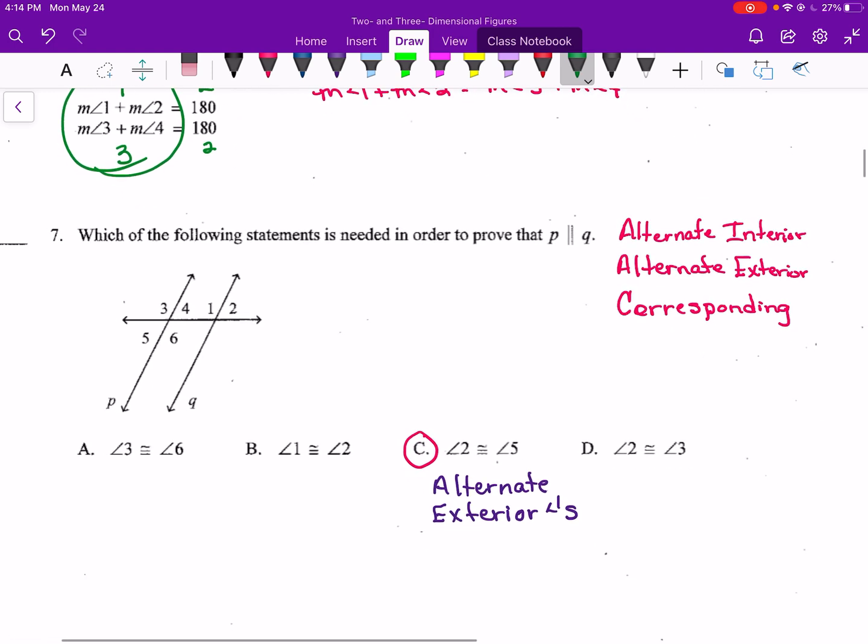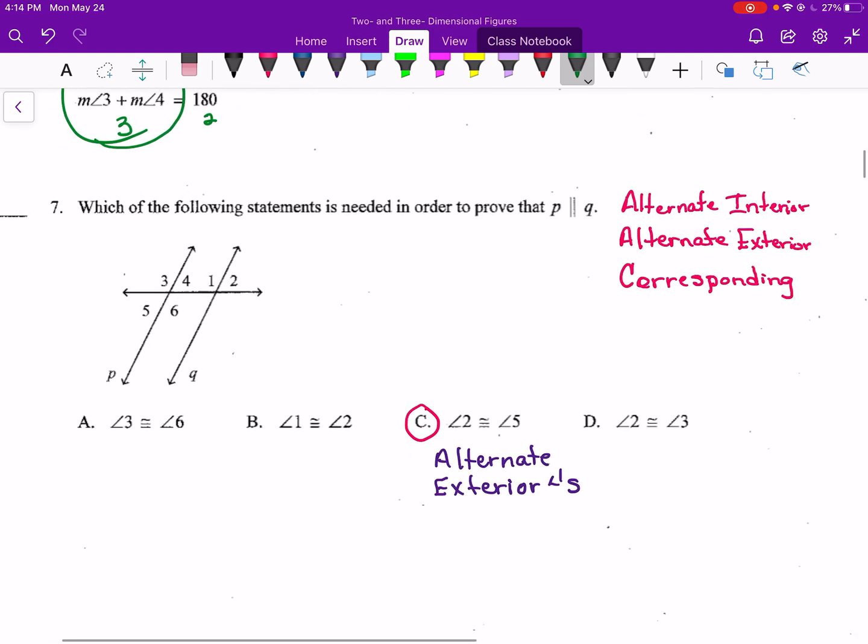Starting with number 7, we begin talking about parallel lines cut by a transversal. Number 7, which of the following statements is needed to prove that the lines are parallel? 3 and 6 are vertical angles, so that is not it. 1 and 2, they're a linear pair. They're supplementary. And angles 2 and 3 are not alternate interior, alternate exterior, or corresponding. In fact, angles 2 and 5 are alternate exterior angles. So those are our answers. Answer C.